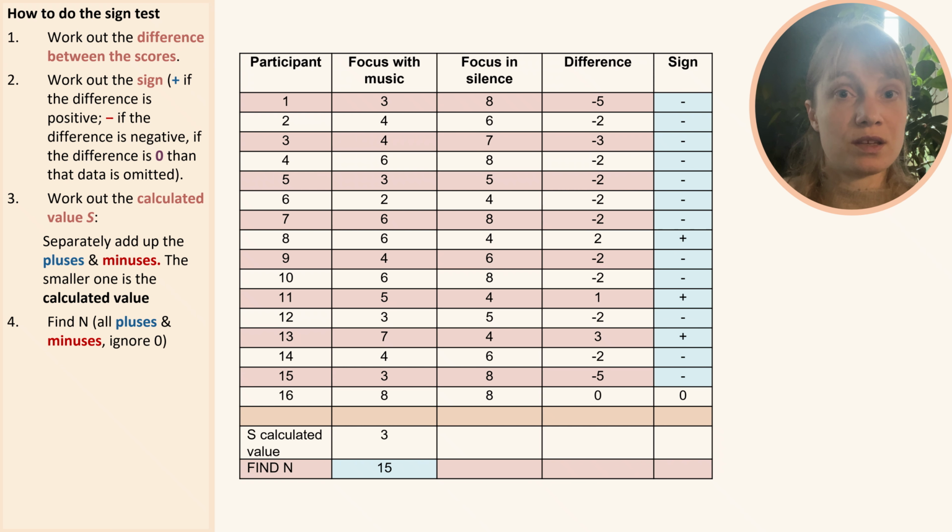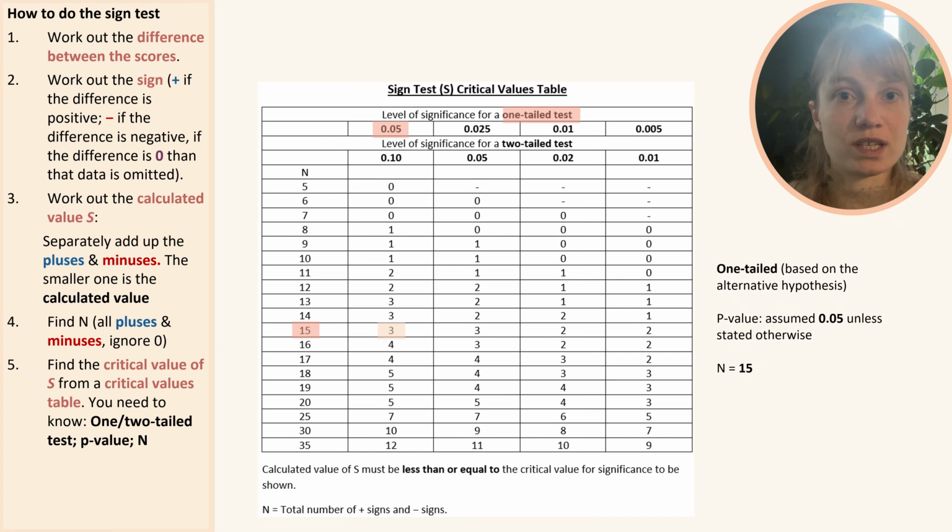Now we need to find the number N, which is the number of participants included in the analysis, but we ignore any zeros. So although we had 16 participants, one of them showed no difference. So this leaves our N to be 15. That's the number we'll use when we look up our critical value in the next step. Next, we find the critical value for our test. We need 3 bits of information to do this. Is the test one- or two-tailed?